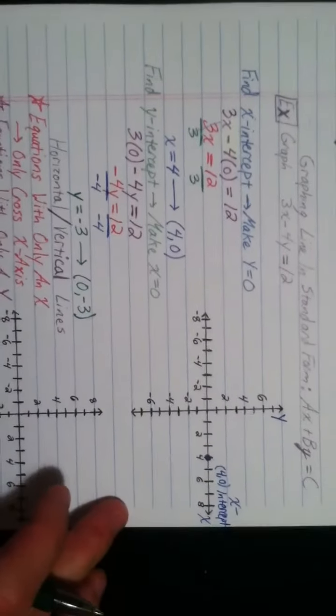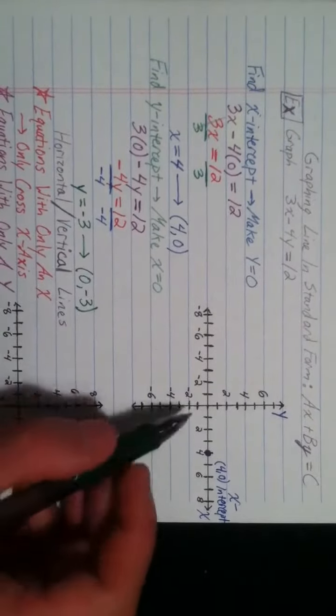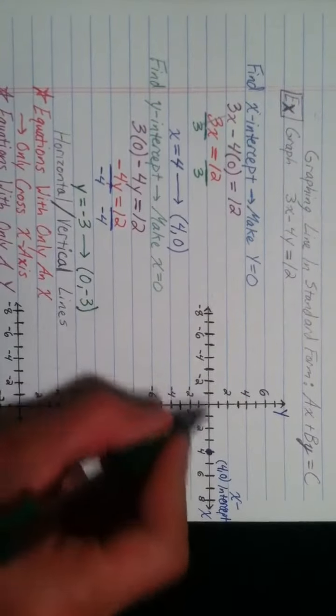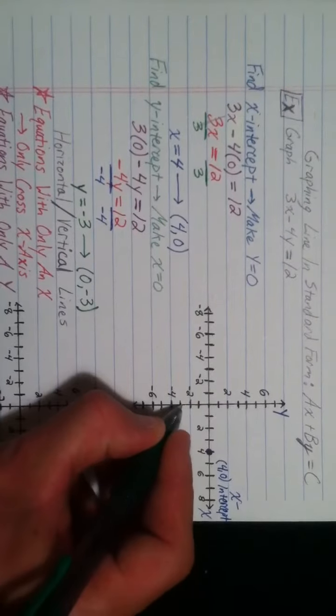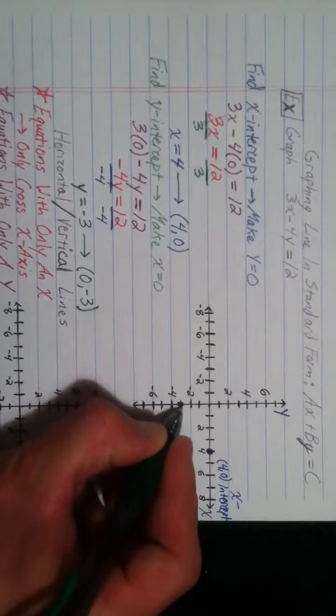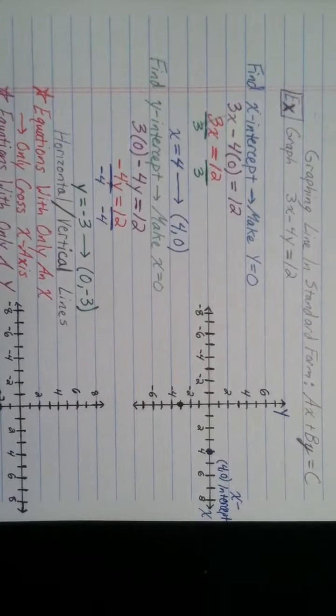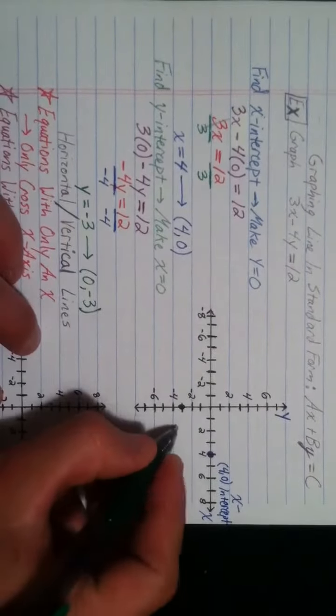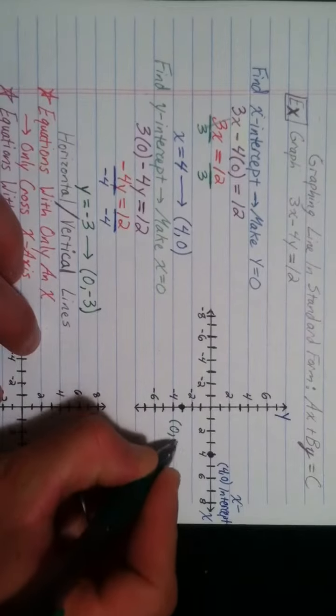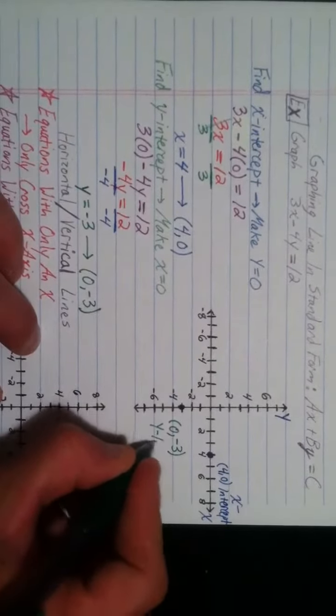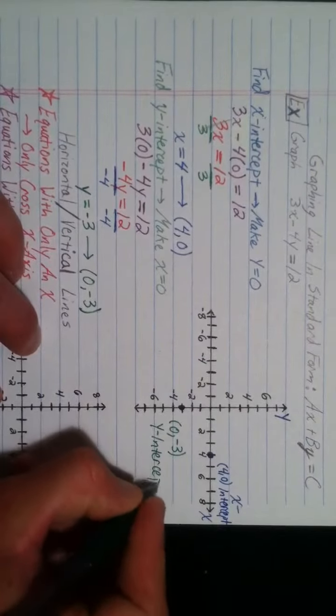So we can go to our graph now. Again, plot the point 0, negative 3. Well, we're not moving left or right any, but we're moving down to negative 3 on the y-axis. So labeling that point 0, negative 3, that is our y-intercept.